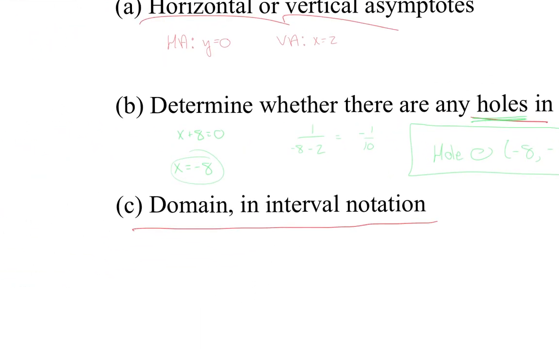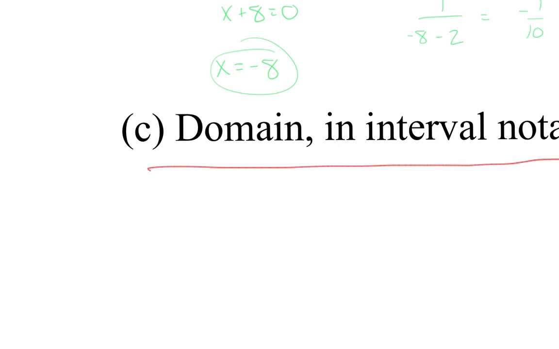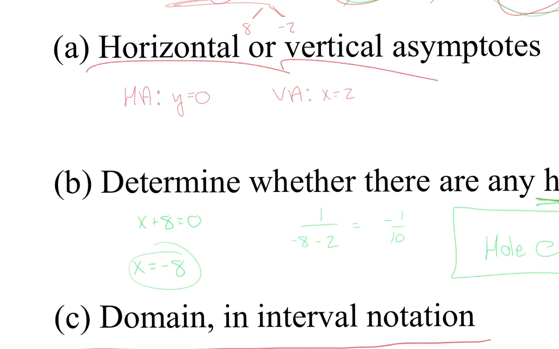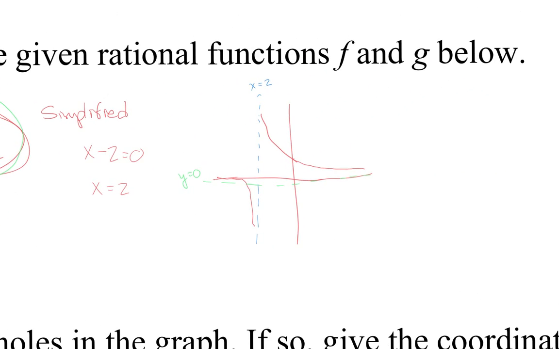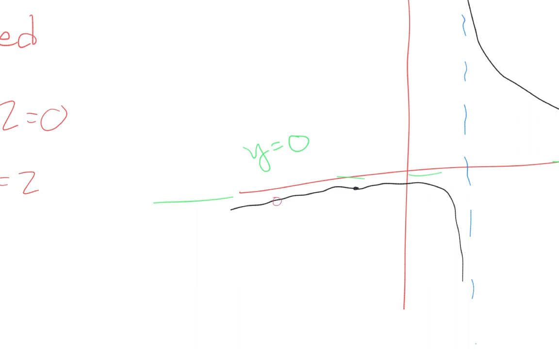Now, as far as our domain, that gives us the valid x values that we can plug in, right? So if I know that there's a hole, that means I know that x cannot be negative 8. My vertical asymptote will also interrupt my x values. So again, my vertical asymptote was x equals 2. Just to make sure we're all good, the sketch of our graph should look like this. So we'll have our vertical asymptote x equals 2, the horizontal one, sorry about that, should be y equals 0. And then we'll have a hole over here, x equals -8.